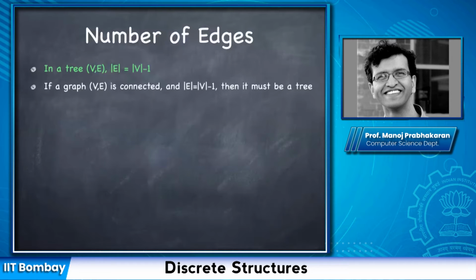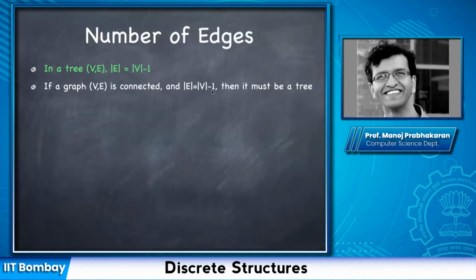And there are a bunch of other useful conclusions you can immediately draw from this. For instance, suppose I give you a graph which is connected and which has the right number of edges. So the number of edges is one less than the number of nodes. Then the only way this can happen is that it must be a tree, right? So clearly, if it is a tree, this holds. That's what we proved in the previous slide. And here it's saying if it's connected and there's the right number of edges, then it must be a tree.